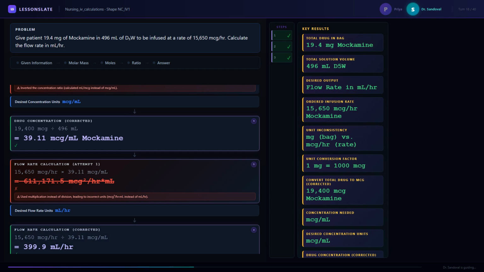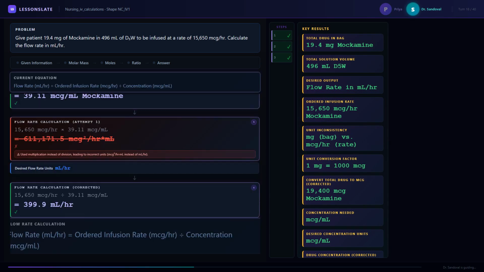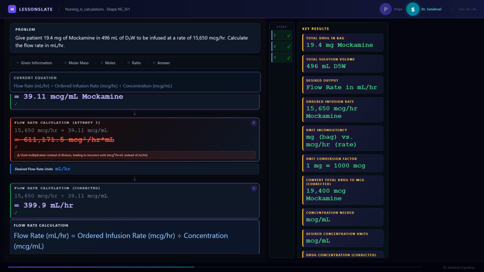Yes, that's the correct setup, Priya. Dividing the ordered infusion rate by the concentration will indeed give us the flow rate in milliliters per hour, and your units cancel out perfectly, which is key. Your calculation of 15,650 micrograms per hour divided by 39.11 micrograms per milliliter gives you approximately 399.9 milliliters per hour. Now thinking about precision, what was the precision of our original measurements, like the 19.4 milligrams or the 496 milliliters? And how might that impact our final answer?